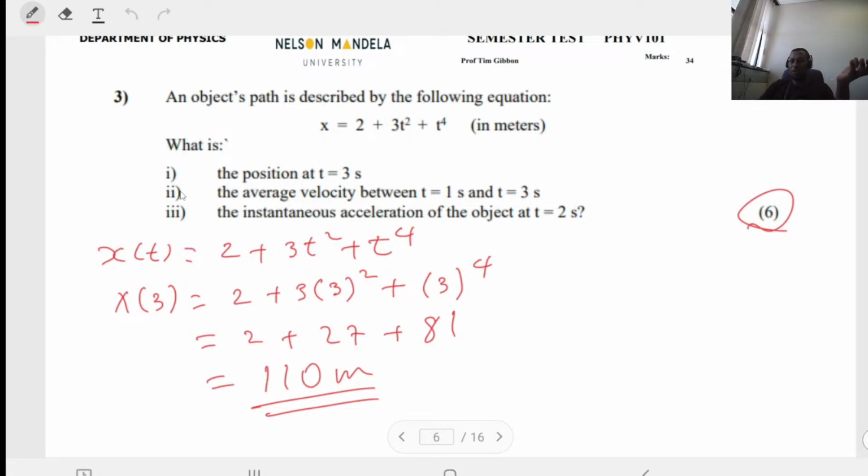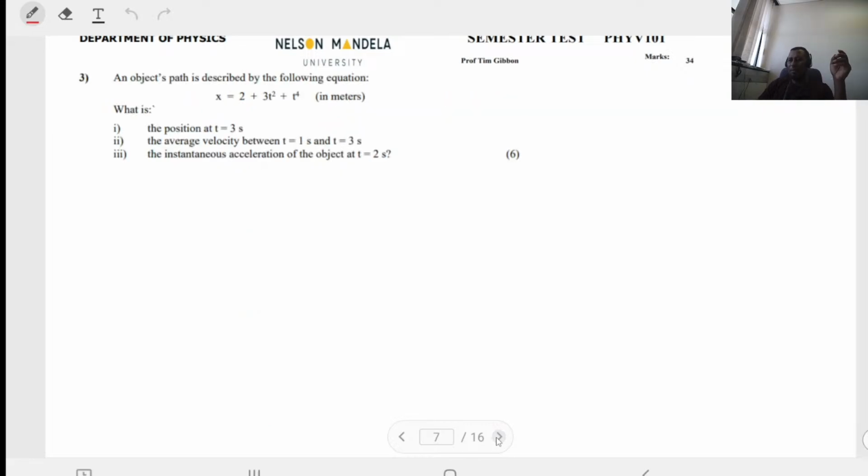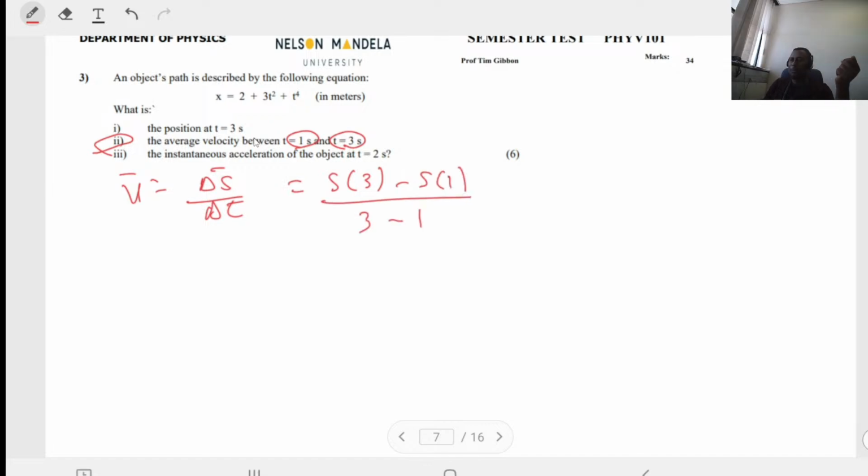And then question number 2 asks us, what is the average velocity between t equals 1 and then t equals 3? I believe I have a place here. Yeah, let's work it here on this one. The average velocity. I know V average. Average velocity means change in position, delta S over delta t, meaning this velocity is ds by dt. Then we say S at 3, since it is given, you see, t is equal to 3 and then t is equal to 1. That's what is given. Minus S of 1 over 3 minus 1.